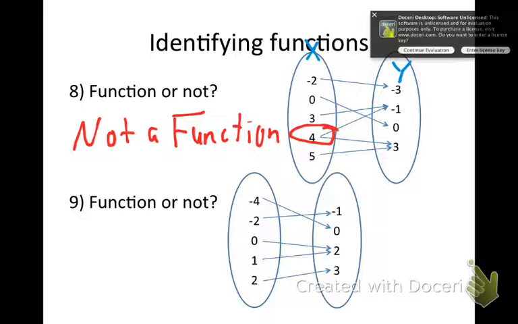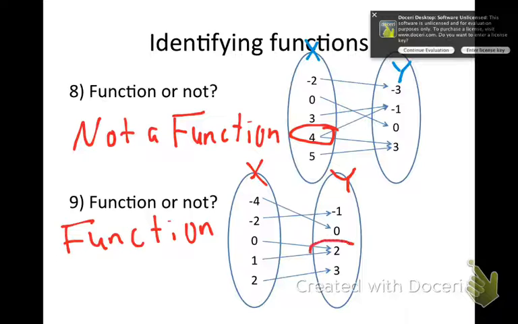All right, number 9. -4 goes to 0. -2 goes to -1. 0 goes to 2. 1 goes to 2. 2 goes to 3. Is number 9 a function, Nick? Yes. Yeah, number 9 is a function. Looking at a problem like that, why might somebody say that would not be a function? 0 and 1. Yeah, because this value right here. But what do we know? What value can't repeat? X's. Y's can repeat all it wants to. It's the x values that cannot repeat.